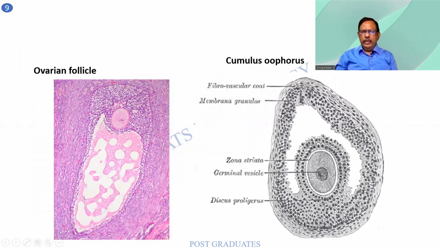The ovarian follicle, we all know. And this is a picture that is taken from Gray's Anatomy. Externally, there is a fibrovascular core. There is a granulosa layer over here. And this is the germinal vesicle surrounded by a capsule or the zona striata. And there is a disc that connects it, the discus proligerus.